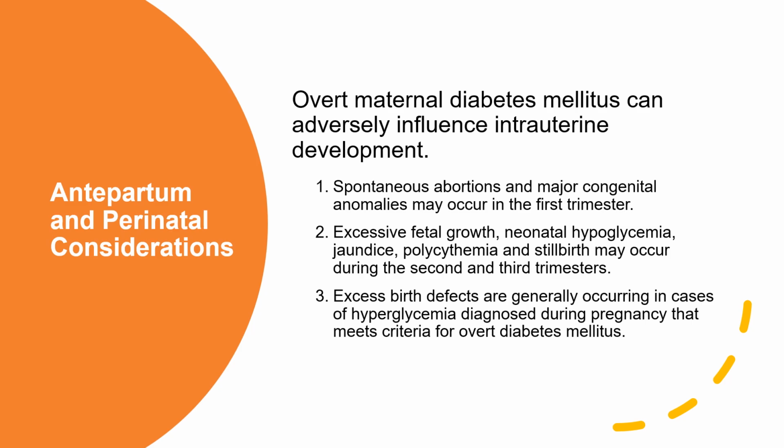Now, excess birth defects are generally occurring in cases of hyperglycemia diagnosed during pregnancies that meet criteria for overt diabetes mellitus. The frequency of other adverse outcomes across the full range of maternal hyperglycemia that defines true GDM is difficult to determine. The reason is simple. Women in the upper part of that range almost always receive some form of treatment.